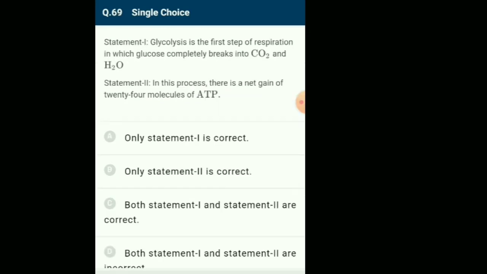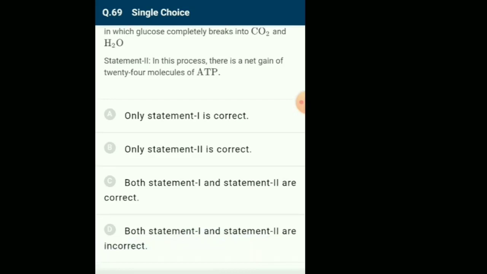Question number 69. Two statements are given. Statement 1, glycolysis is the first step of respiration in which glucose completely breaks down into carbon dioxide and H2O. Statement 2, in this process there is a net gain of 24 molecules of ATP. From the given 2 statements, both statement 1 and statement 2 are incorrect. So the correct option for this question is option D.